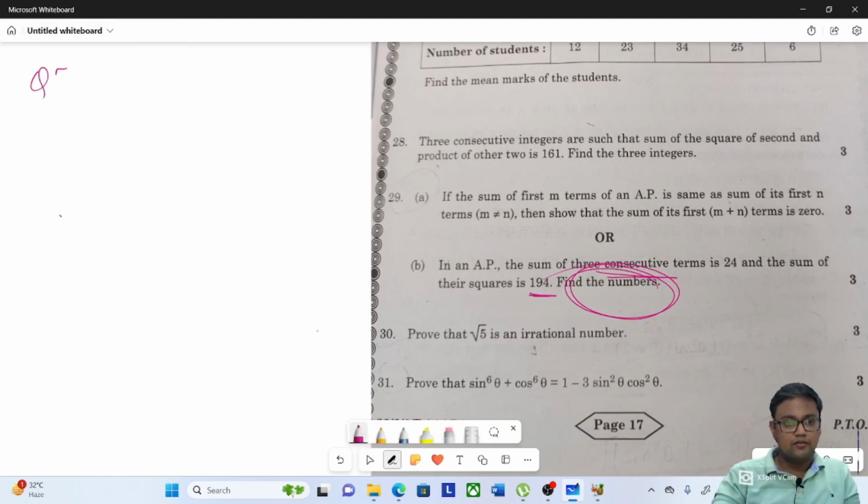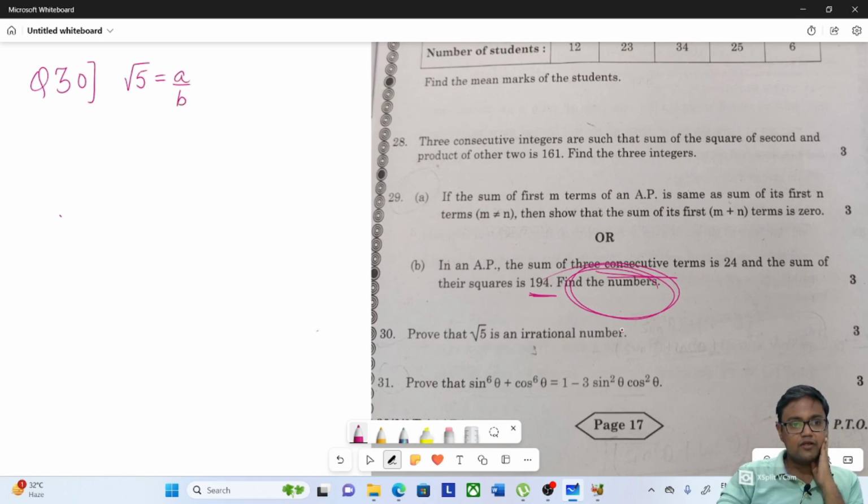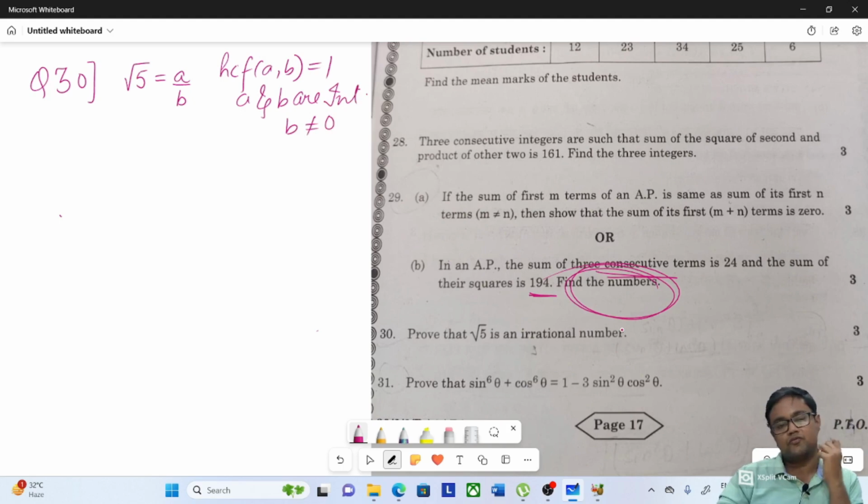Question number 30. Prove that root 5 is an irrational number. Again, a very well stated question, directly came from NCERT. So on the contrary, you will assume that root 5 is a by b or p by q, where HCF of a and b is 1 and a and b are integers where b is not equal to 0. So there is no common factor between a and b other than 1. 1 के अलावा कुछ भी common नहीं है इन दोनों में.